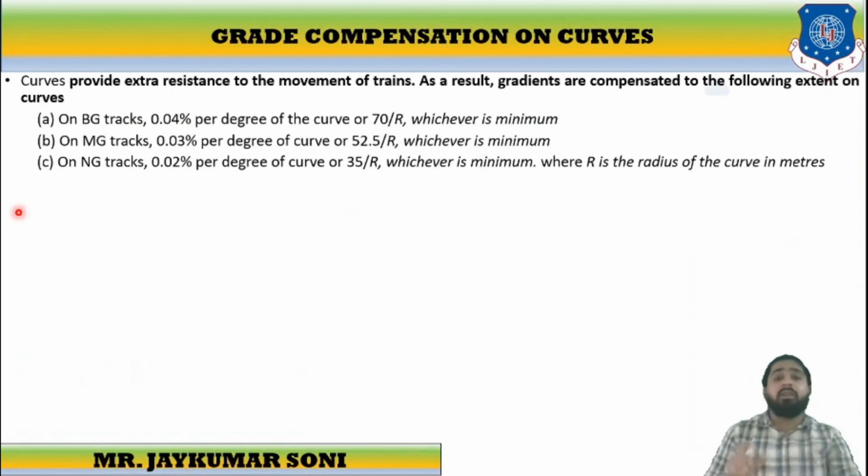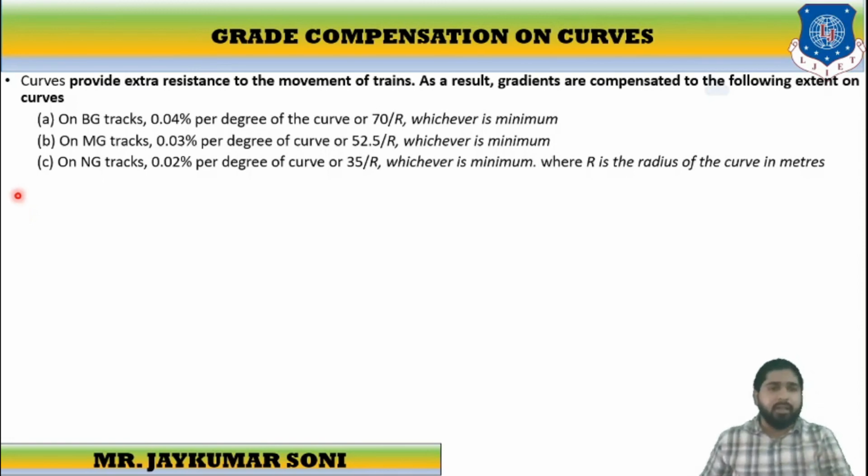Then let us discuss grade compensation on curves. We have already discussed this in highway geometric design. It is the same thing with certain gauge criteria. The curve provides extra resistance to the movement of trains, and as a result, the gradients are compensated to the following extent. If broad gauge track is there, then 0.04 per degree of the curve is provided, which is the minimum. If meter gauge, then 0.03. If narrow gauge, then 0.02 is provided.